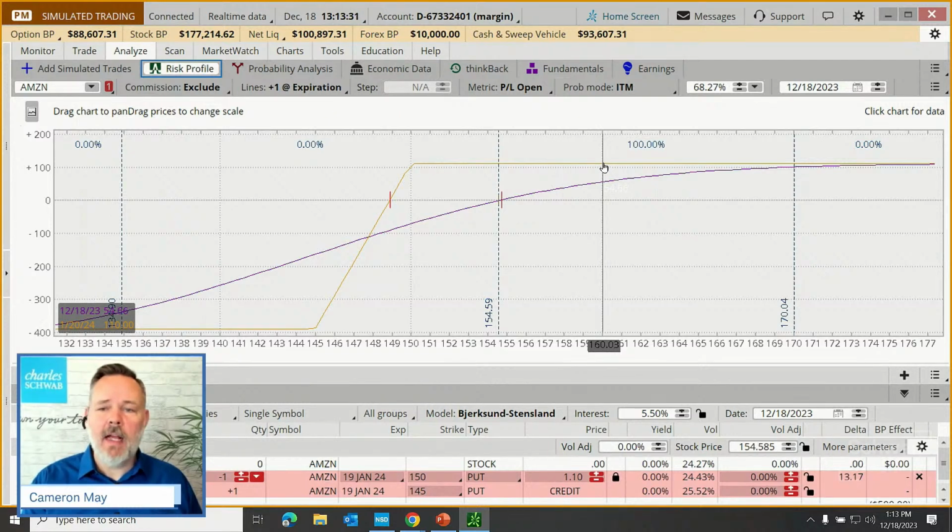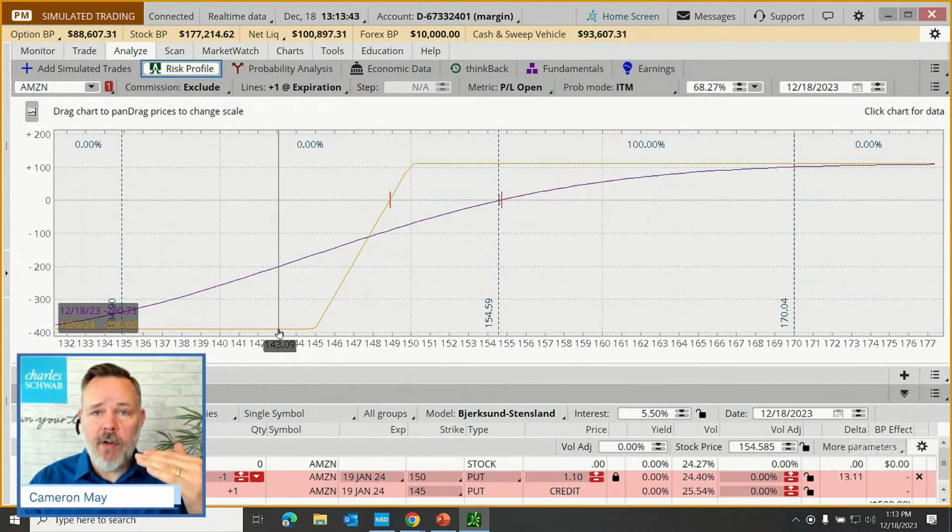Well, I can see at a glance, we'd be at max gain. How would our trade perform if we are at 143 or 142? In other words, if we're below our vertical spread. Well, in those scenarios, we're going to be at maximum loss.